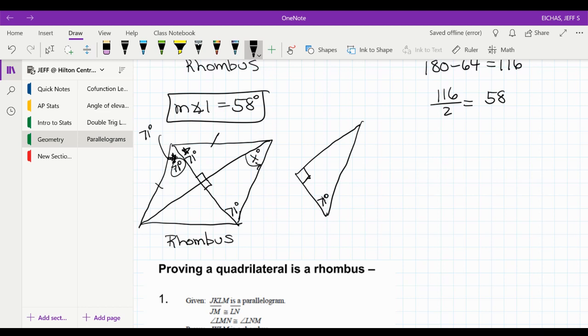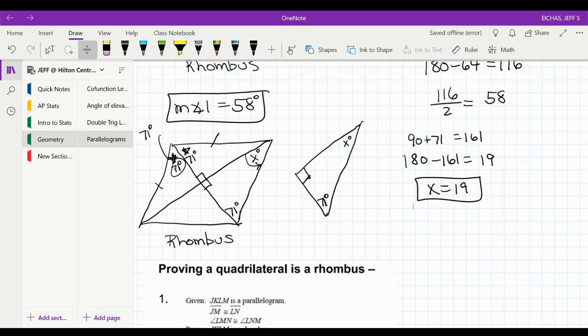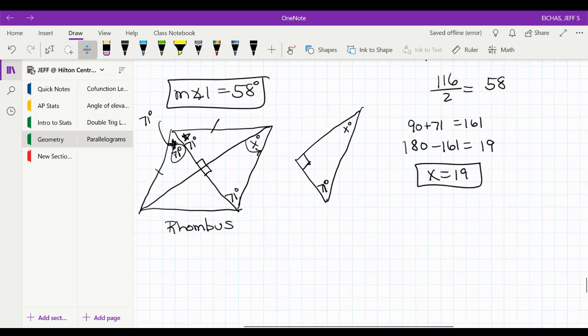Here's 71. And now I can add the three angles in this triangle to 180. So 90 plus 71. This is one way. I'm sure there's a quicker way that you'll find. So that measure of angle x, x equals 19 in this case. Good enough. All right, one more style that I want to talk about, and that's if they were to give us the length of the diagonals.